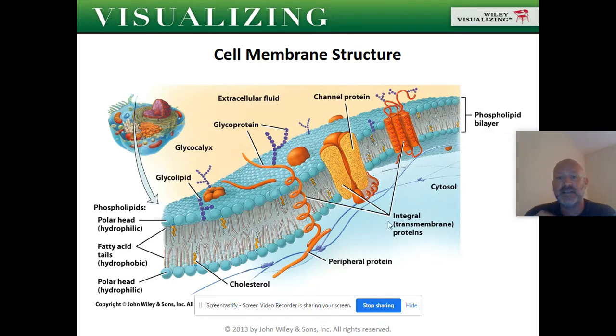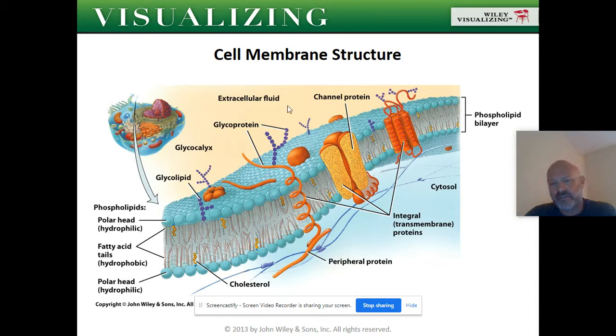This would be inside the cell because it says extracellular fluid out here. So we know this is outside the cell. And then we have these channel proteins, right? Because this is a hydrophobic environment in here, a lot of things won't be able to cross through here. Like water. This area repels water.